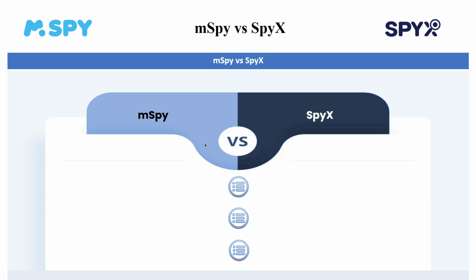And let's start with the similarities. The first one that we have is deep monitoring. Both mSpy and SpyX offer SMS and call log tracking, social media monitoring, which does vary by device, GPS location tracking, browser history access. So if your goal is detailed visibility into device activity, both tools go far beyond basic screen time apps.